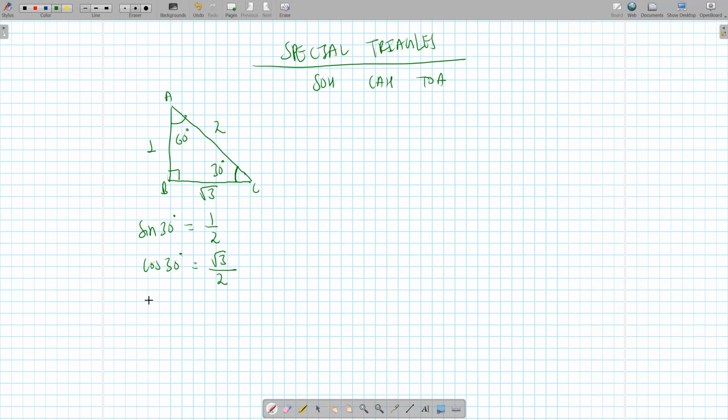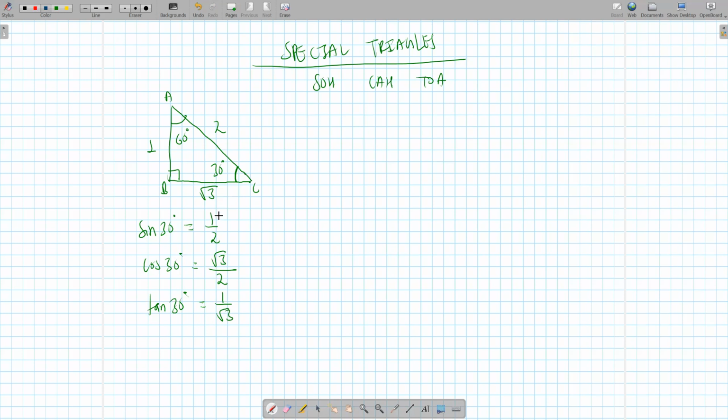You see that? What's going to be tan of 30? Again, just SOHCAHTOA. Tan 30 is going to be opposite, right? You can look at it from this perspective. Opposite over the adjacent. It's going to be 1/√3. Oh, okay. You see that?